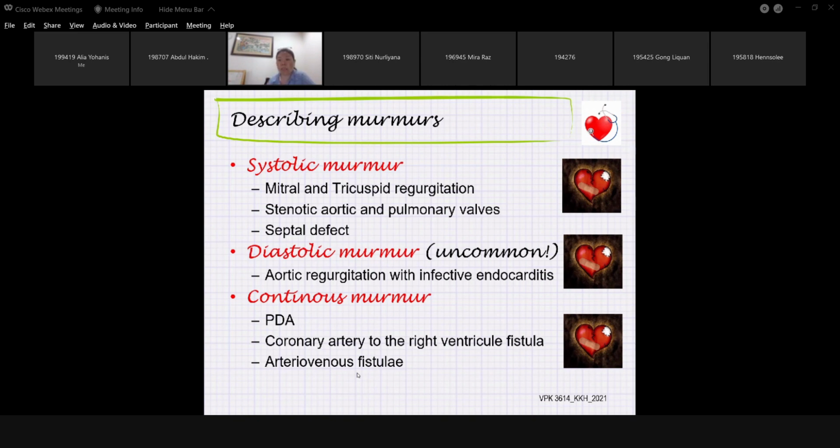So it's like a washing machine, correct? So then we differentiate back what a systolic murmur looks like. Okay, can you differentiate? Are you all able to differentiate? So a continuous murmur is like a washing machine. Wush, wush, wush, wush, wush, wush. Okay, you may hear it or not.